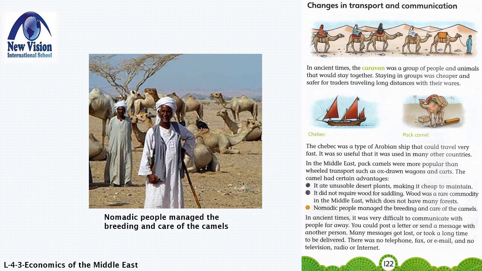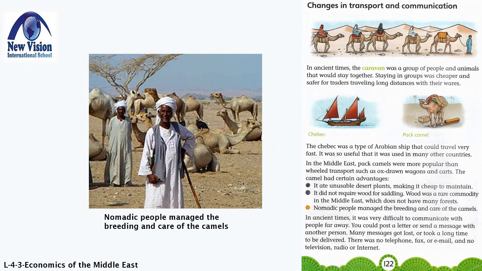Here are pictures of Chebek and pack camel. Alright, let's continue. The Chebek was a type of Arabian ship that could travel very fast. It was so useful that it was used in many other countries. In the Middle East, pack camels were more popular than wheeled transport such as ox-drawn wagons and carts.